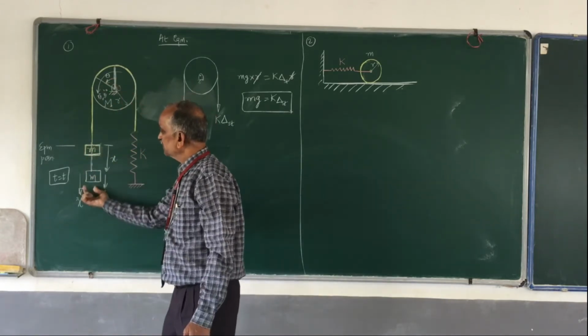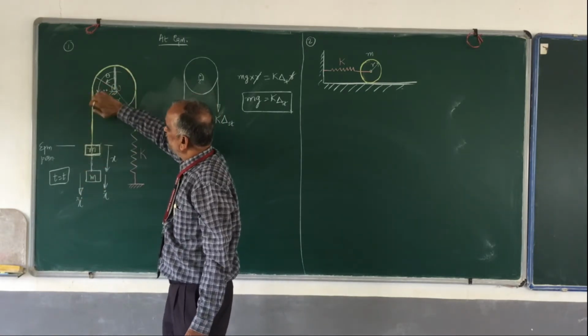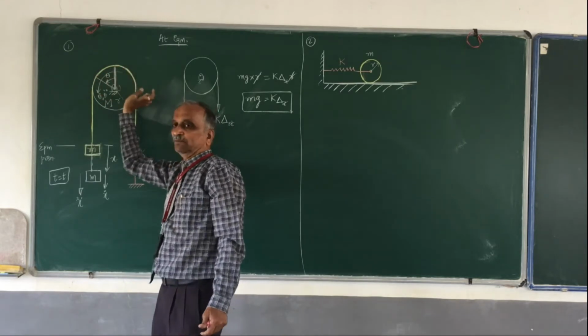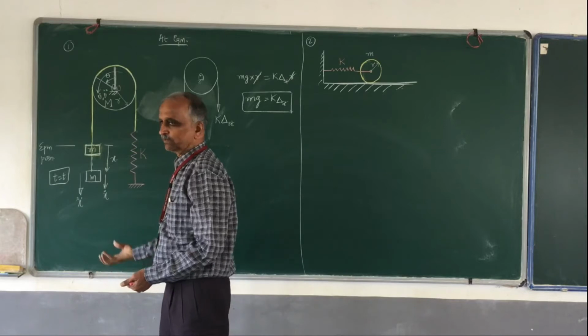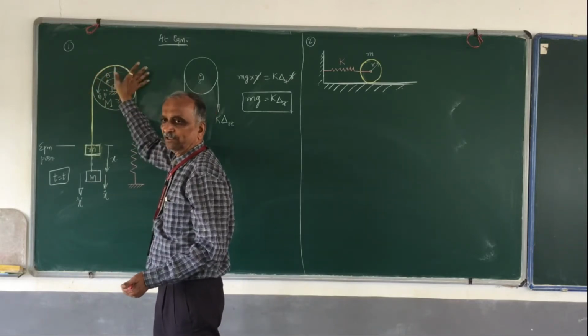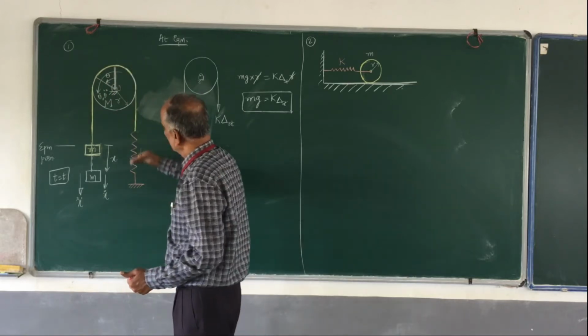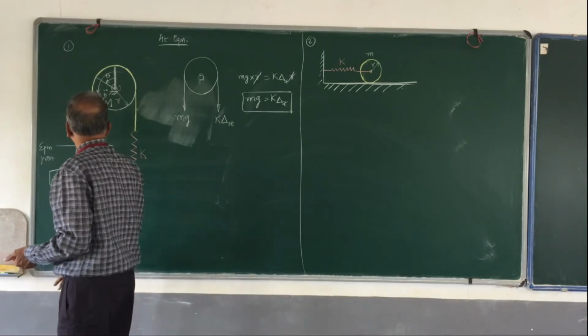Okay, when this mass comes down, this also will rotate. If the mass goes up beyond the equilibrium position, then this line will come this side. This mass is going to move like this in our free vibration, and this pulley is simultaneously rotating like this, and the spring will extend and compress like that. Okay, I hope you understand.